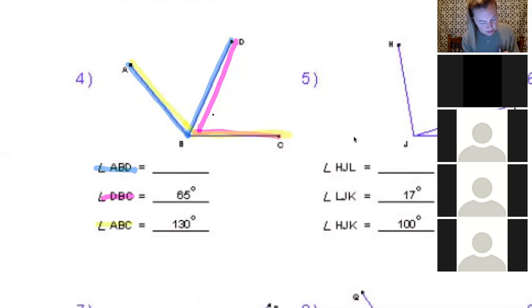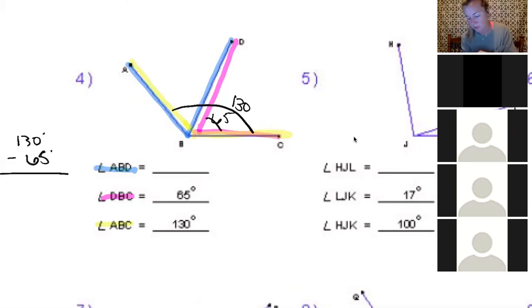We have DBC, which is 65, and then you also can draw like a line across the whole thing. So this one's 65, and the line across the whole thing is 130. This is how they have them written on your knowledge check, which I think is a little confusing. But that 130 goes for the yellow, the whole entire thing. So what we want to do is take the whole thing, and subtract out the pink, which is 65 degrees, and then you'll be left with the blue. So we have 130 minus 65, and you are left with 65 right here.